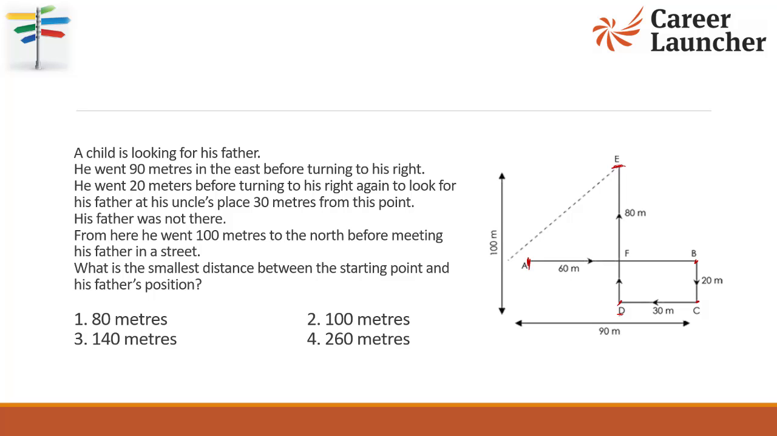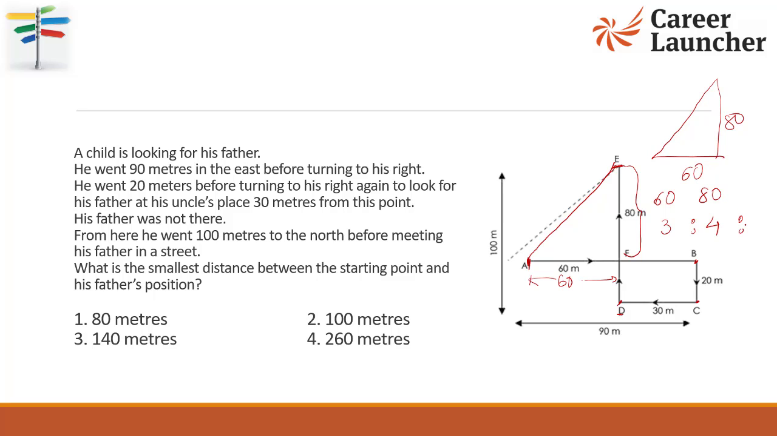Now what is being asked? What is the smallest distance between the starting point and his father's position? The smallest distance between A and E would be a straight line connecting A and E. And now this AFE becomes a right angle triangle with this side as 60. This balance is 80. So we have a right angle triangle like this. 60, 80. We are supposed to find out this. We will again make use of triplets here, because when we look at the digits 60 and 80, we see they are in the ratio 3:4. And it's a right angle triangle.